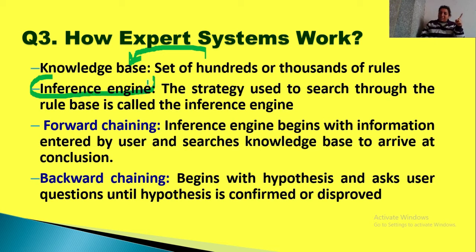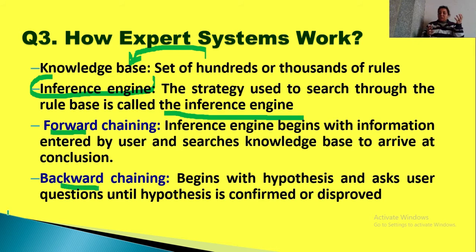One is the knowledge base, which contains the set of rules of the expert system on the basis of which the decision is taken. Number two, the inference engine. Basically, the inference engine uses a strategy to work upon these rules. Now, there are two kinds of approaches or strategies which can be applied in inference engines: one is called forward chaining and the other is called backward chaining.